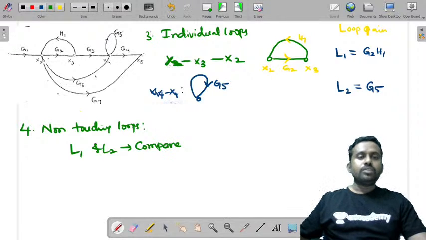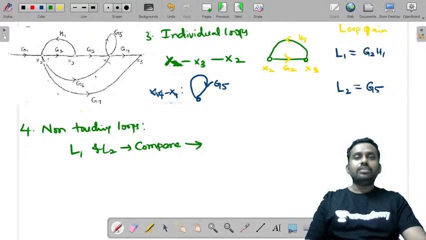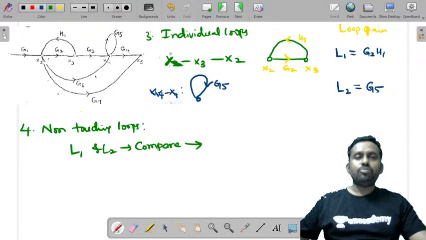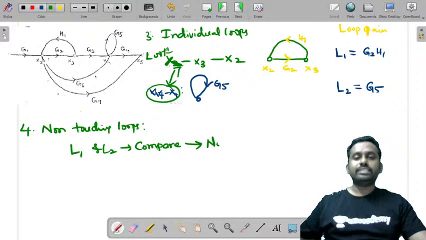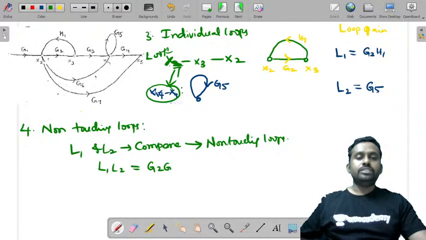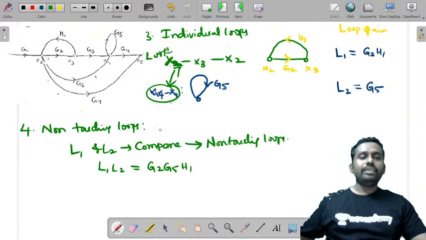Just remind me. So compare L1 and L2. What are non-touching loops? If there are no common nodes between two loops, we can say that they are non-touching loops. Now if you observe these two, if you look at the first loop, what is this loop 1? There is x2, x3, x2, and in the other you have x4. That means you can say both these loops are non-touching loops. And you can write the non-touching loop gains as L1 L2 is equal to G2, G5 and H1.